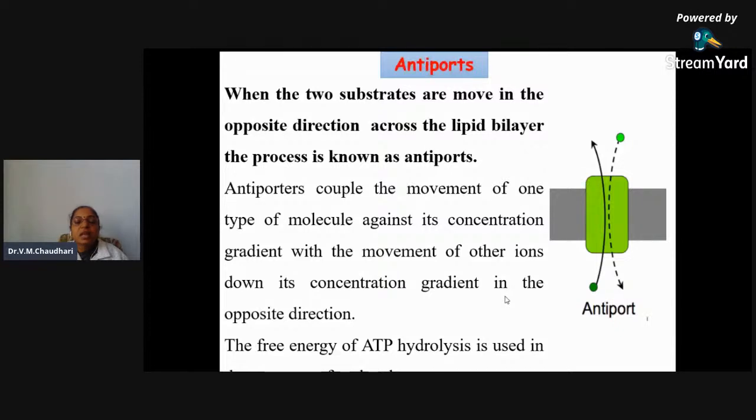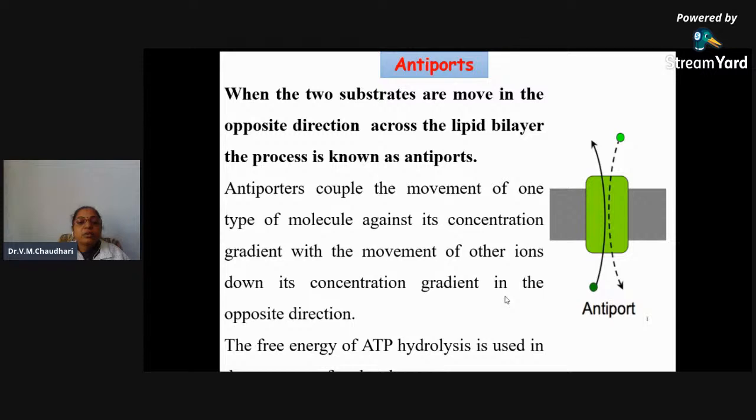In uniport, there is movement of only one molecule in only one direction. But symport is a movement of two molecules in the same direction, and antiport is movement of two molecules again in the opposite direction. This is known as antiport. In very simple language, I am trying to convey this topic to you.